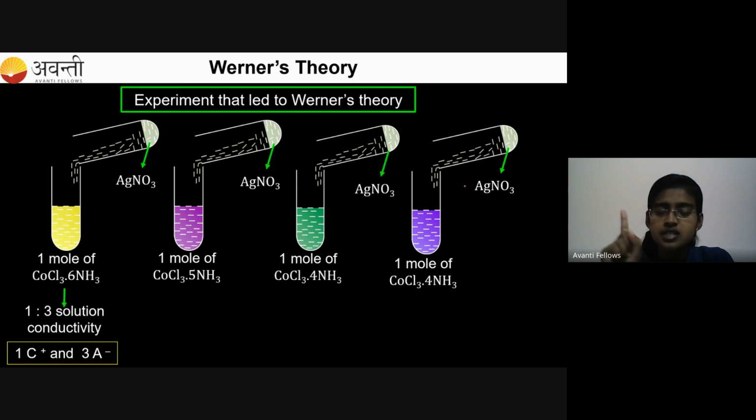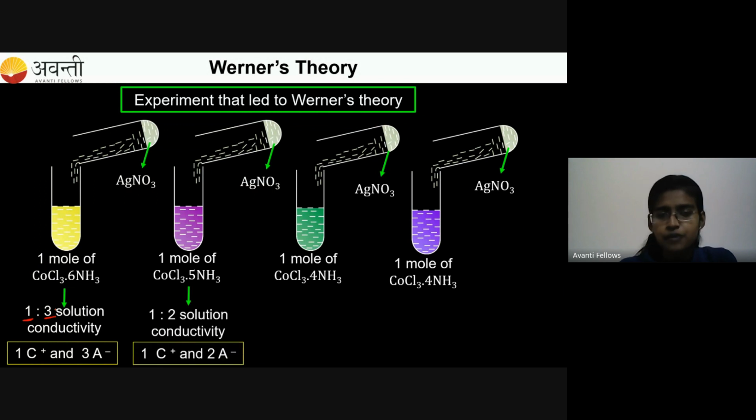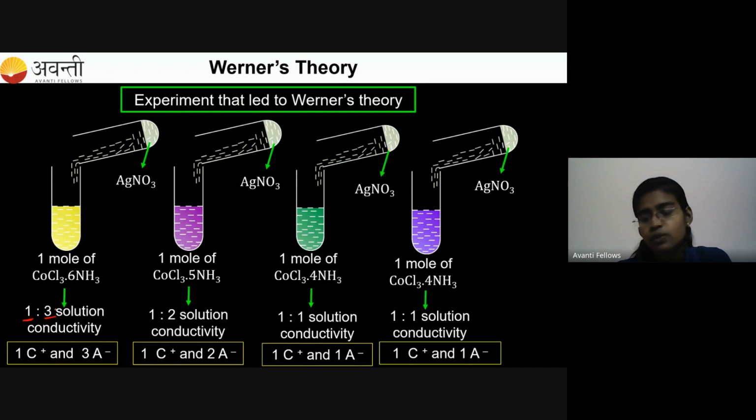For the first salt, which has the formula CoCl3 and 6NH3, he got a 1:3 electrolyte solution of conductivity. 1:3 electrolyte means only 1 cation and 3 anions are there in the system. For the second compound, he got a 1:2 electrolyte, meaning only 1 cation and 2 anions. For the third compound, a 1:1 electrolyte, and for the fourth compound also a 1:1 electrolyte. These are the results he got from the conductivity experiments he did in the lab.